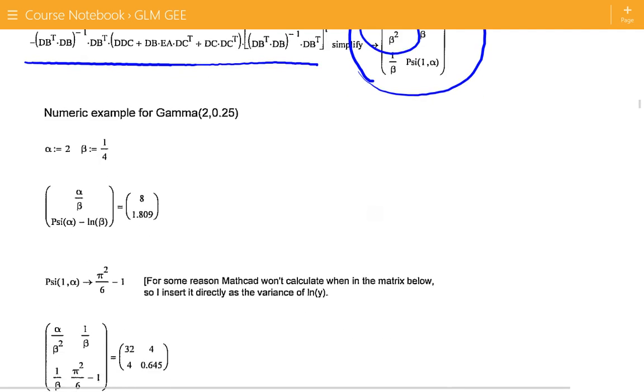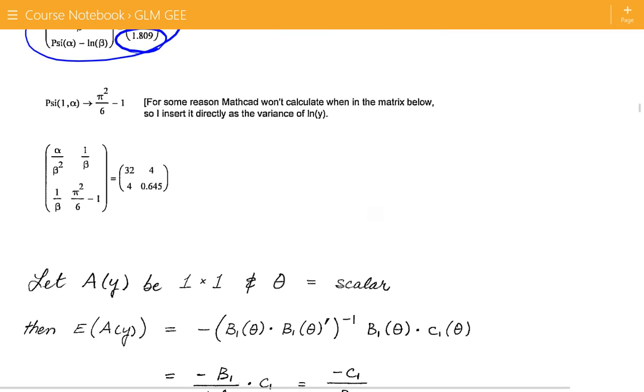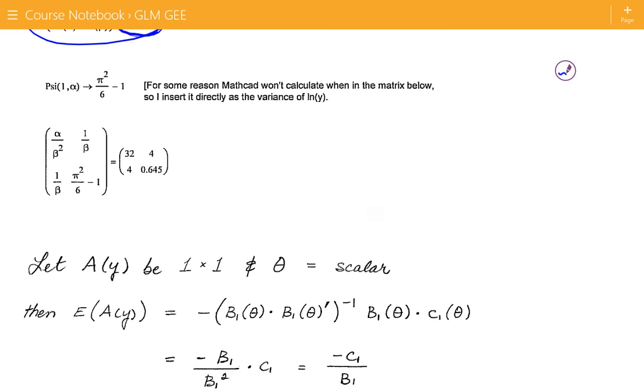So as a numeric example, if we let alpha equal 2 and beta equal 1 over 4, then our mean is 8 for the y and 1.809 for the log y. And we have our log 1 alpha, which is equal to this term, pi squared over 6 minus 1. I'm using MathCAD here and I was having trouble doing it directly, so instead I calculate it and then stick it in separately into this matrix.